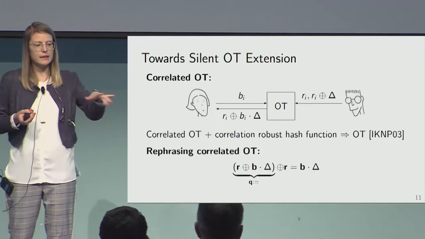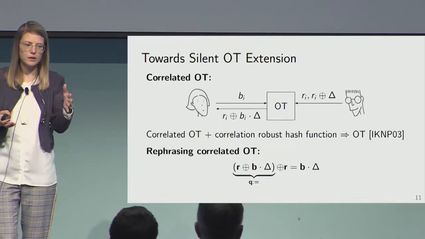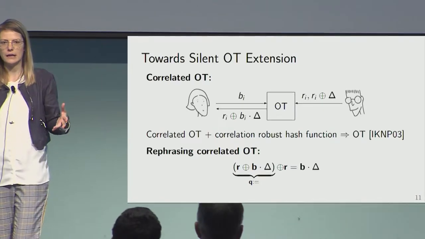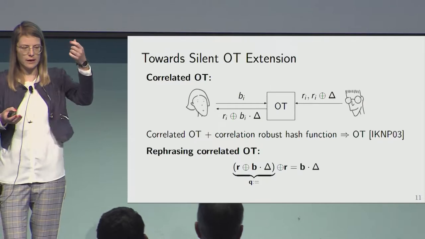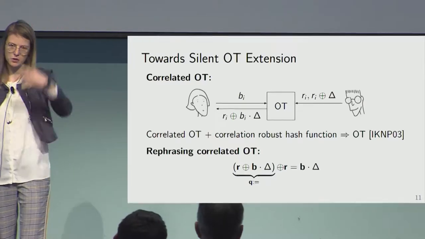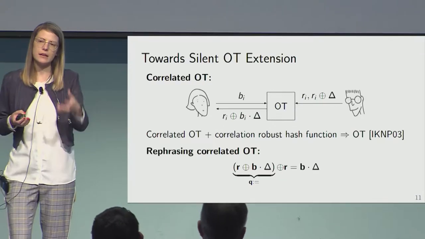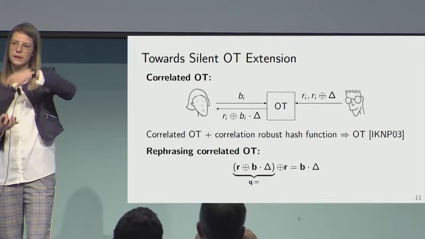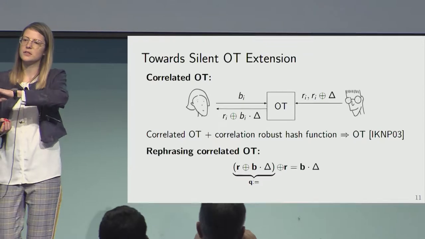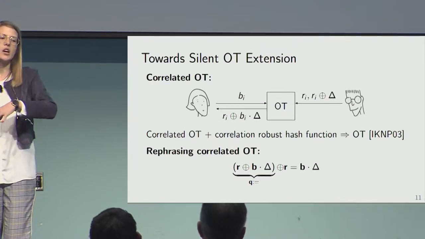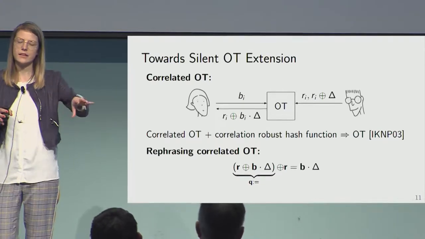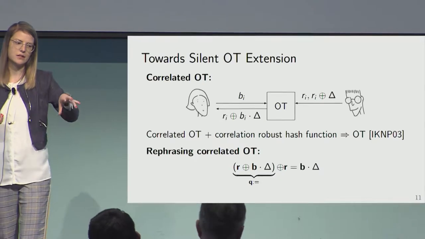And so if you rephrase that, another way of saying what correlated OT is saying, now putting many together, having a random vector, is that Alice and Bob get a secret sharing of this choice bit of Alice times this offset delta. So this is another way. What we have to generate is actually this kind of additive secret sharing.